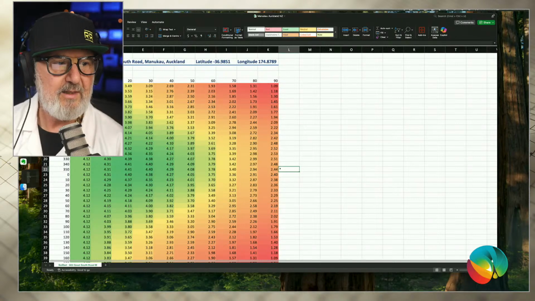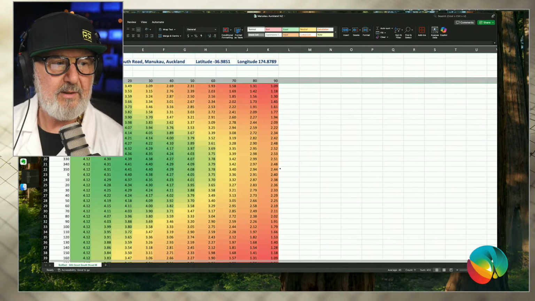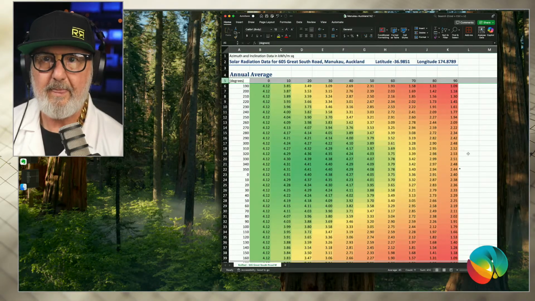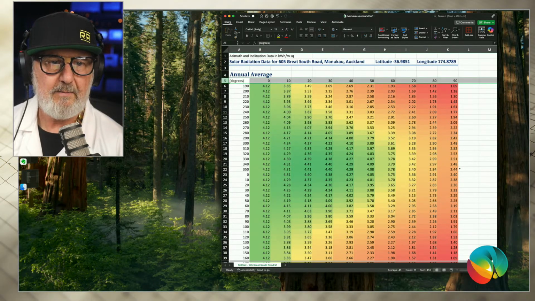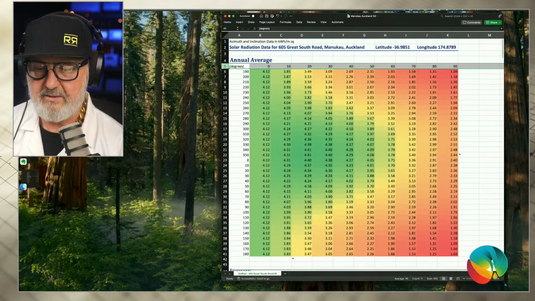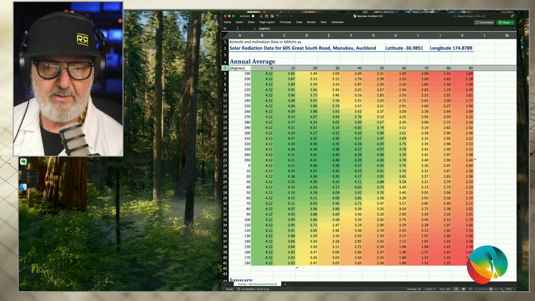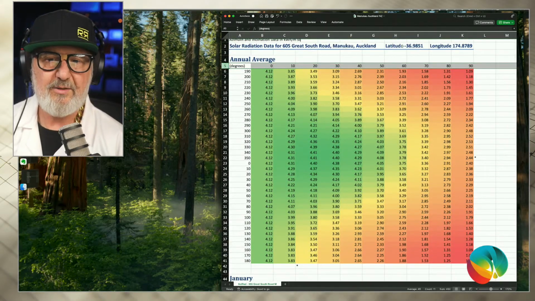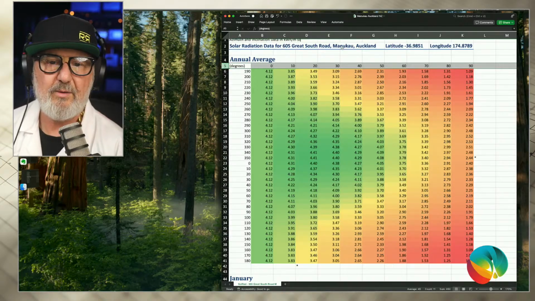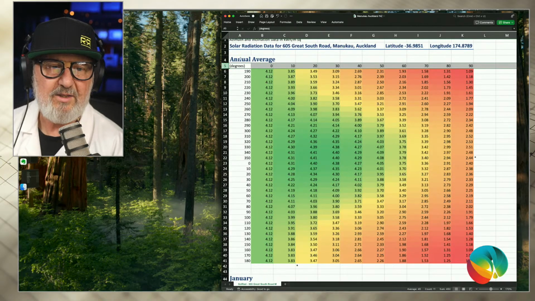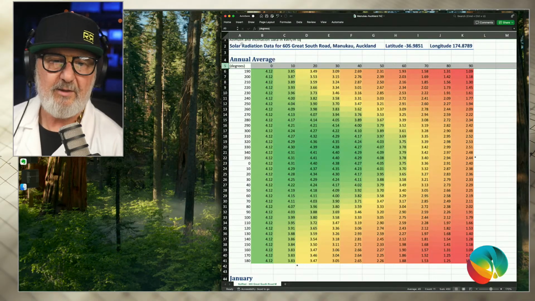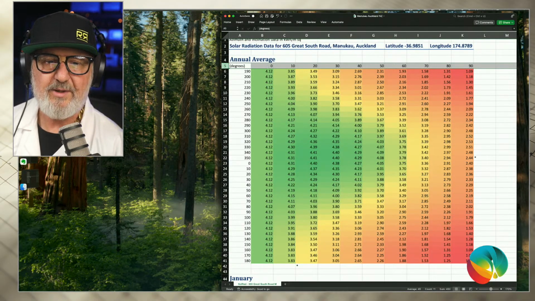So what I've got here is a solar radiation table. I'll make it as big as I can. A solar radiation table for a particular latitude and longitude, so in this case it's Manukau, Auckland, and it is the annual average solar radiation on a surface. Across the top is the inclination angle, in degrees, so 0, 10, 20, 30, etc.